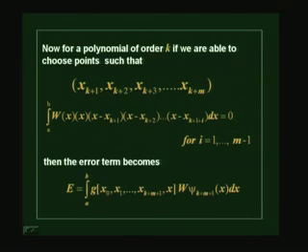Now we will look at the method which gives us this. For a kth order polynomial, suppose we are able to choose these points k+1, k+2, k+3 up to k+m such that this is equal to 0. That is our aim. Then the error will become the (k+m+1) term. That is what I was trying to tell you here. So we have chosen the (k+1) term.